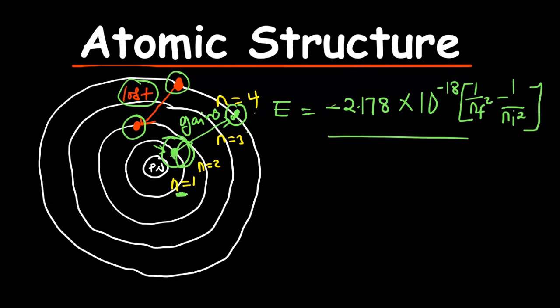So this is the formula that we are going to be using when finding the energy of these transitions from a higher one to a lower one, or from a lower one to the higher one.